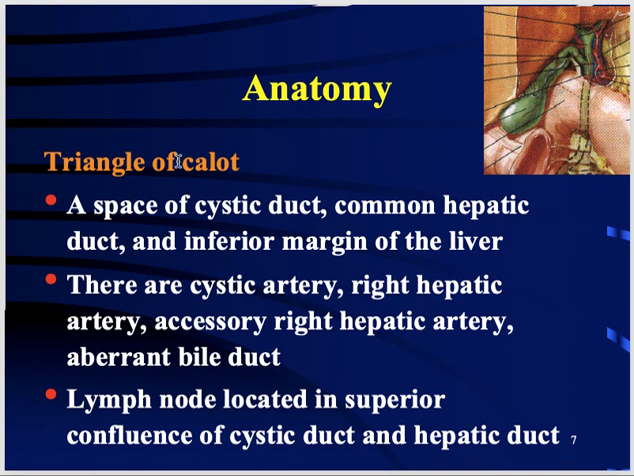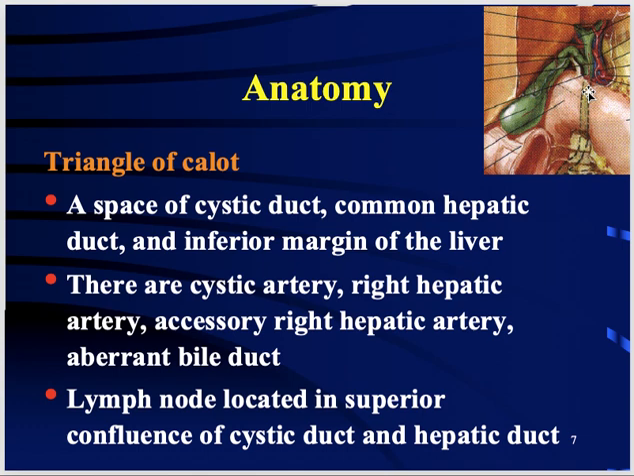Now this one is the triangle of Calot, a space of the cystic duct, common hepatic duct, and inferior margin of the liver. So this one, and this one, right? So what's included in this triangle of Calot? There is the cystic artery. Now the cystic artery supplies the gallbladder, and it is usually a branch of the right hepatic artery. So this triangle of Calot is the one in which you will find the cystic artery.